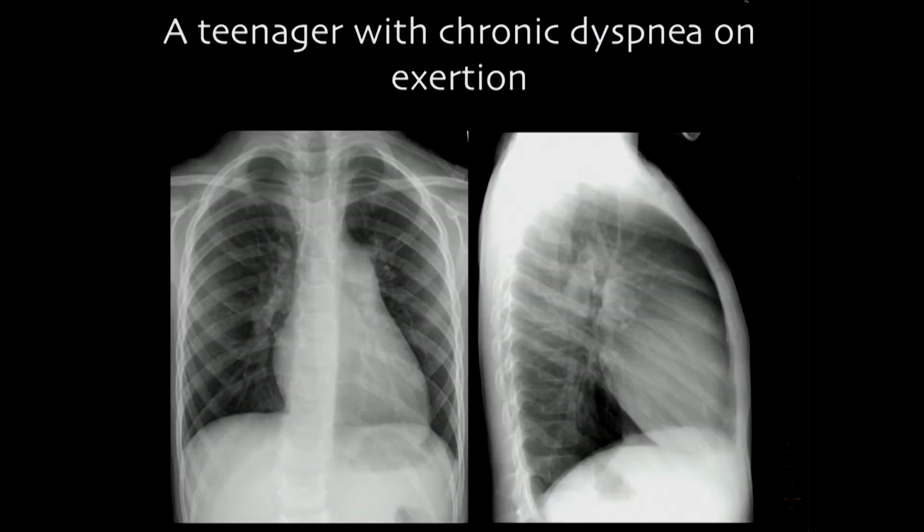This one also I wanted to show you, a teenager with chronic dyspnea on exertion. What is the diagnosis? You have a mild cardiomegaly and a very prominent main pulmonary arterial segment, and central vessels appearing rather large, but the periphery is not large. What is the diagnosis? Yes, pulmonary hypertension. So your lateral view is very characteristic.